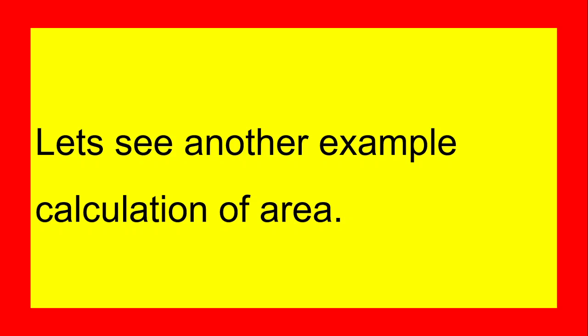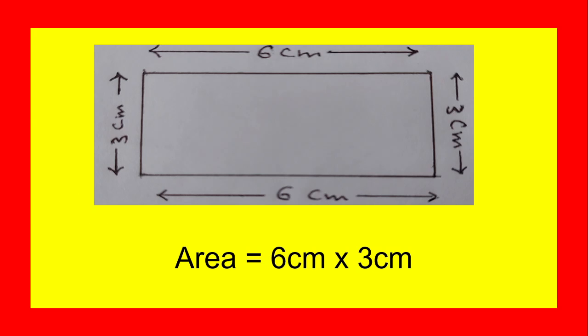Let's see another example. Calculation of area. If we are given a shape like this, we are given length and width. So what we do, we multiply length with the width, which is in this case 6 centimeter length multiplied by 3 centimeter width, and the area is 18 square centimeter.